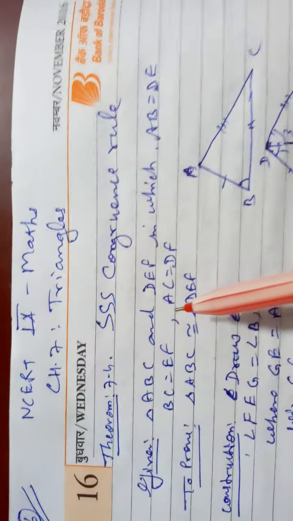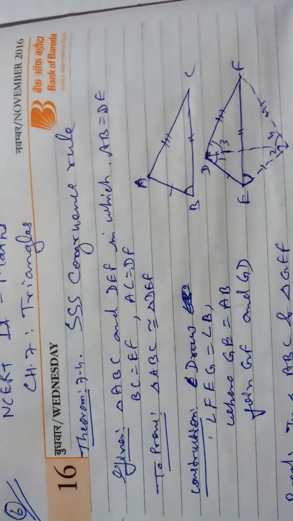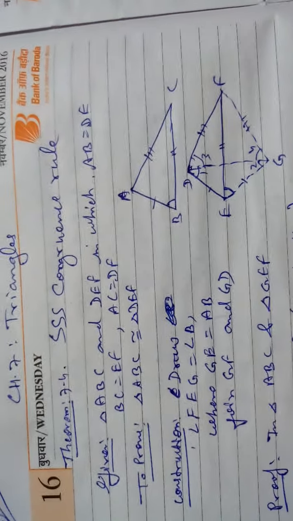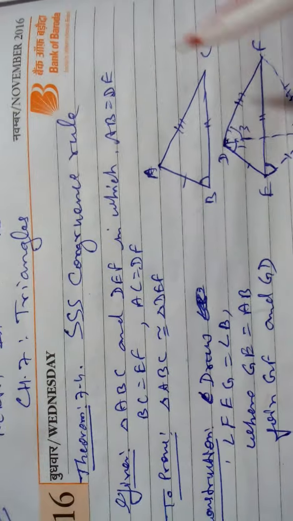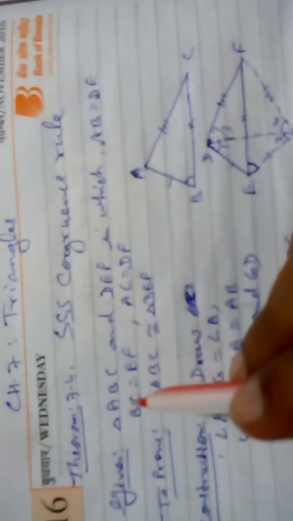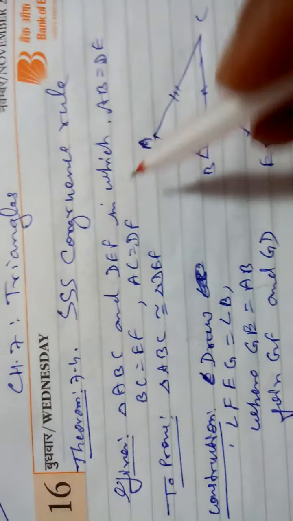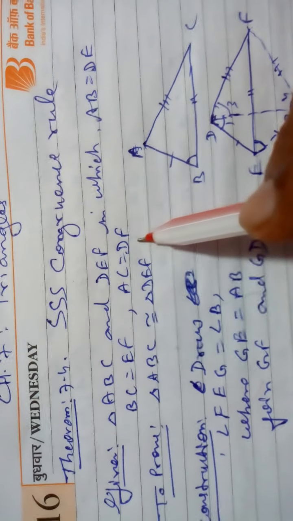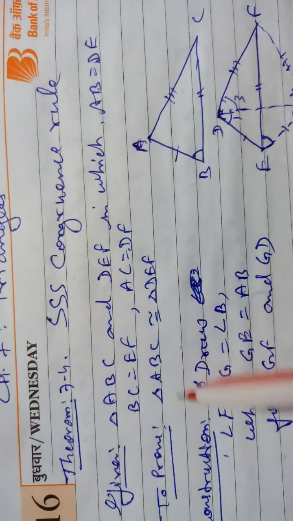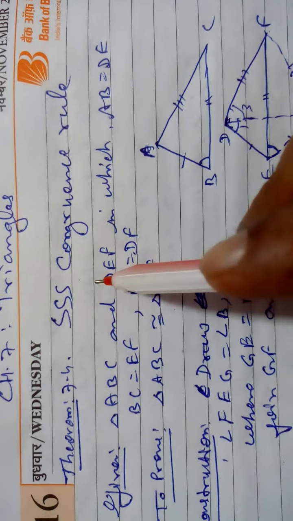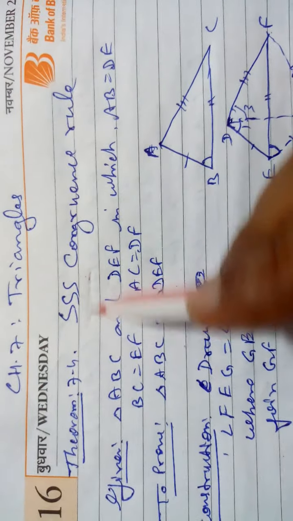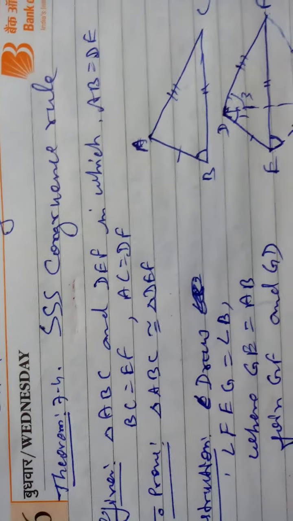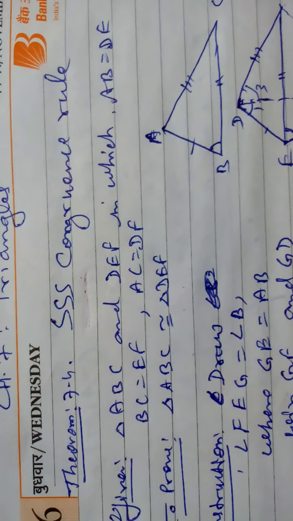First of all, what is given? All the three sides are equal. It is given that in triangles ABC and DEF, AB equals DE, BC equals EF and AC equals DF. It is given to prove triangle ABC is congruent to triangle DEF. You want to prove SSS, so we will not apply SSS; we will take some other congruency criterion.